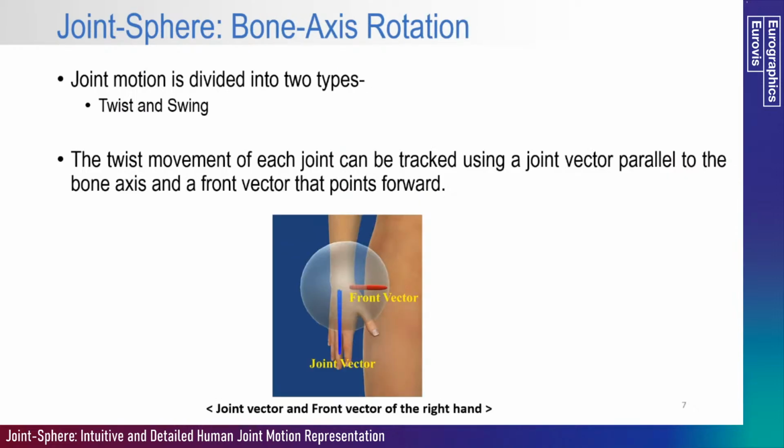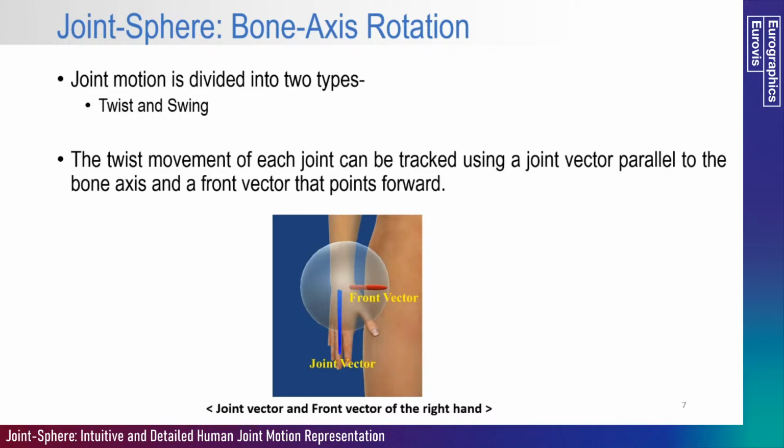Although the joint sphere can distinguish most of the movements of each joint, there are some cases where the pattern does not change even when the movement occurs. These cases occur when the axis of rotational movement is parallel to the bone axis of the joint. Therefore, the rotation is divided into 2 types. First, the twist around the bone axis, that is the joint vector, and second, the swing around an arbitrary front vector perpendicular to the joint vector.